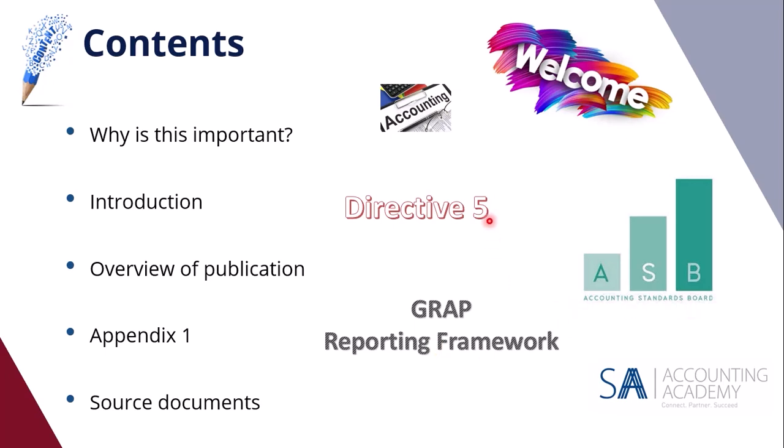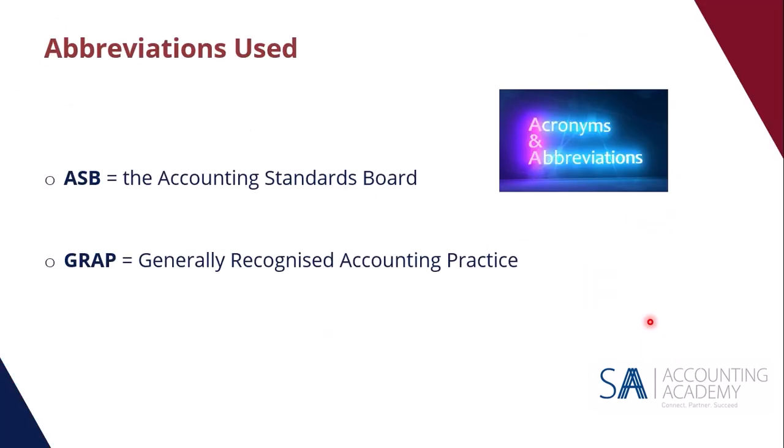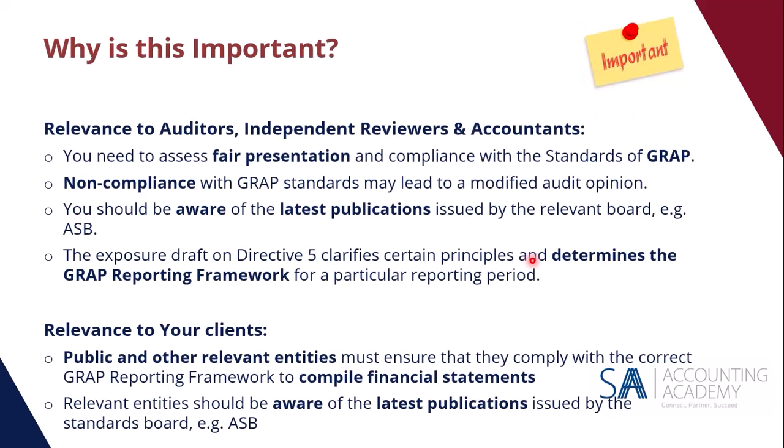And this Directive 5 is revised and issued annually by the ASB, which is the Accounting Standards Board. The abbreviation is very simple, it is only the ASB, like I've just said, and then GRAP, which is generally recognized accounting practice. GRAP is how you know that you are dealing with public entities. For normal profit companies, we've got IFRS and IFRS for SMEs, but GRAP is the reporting framework for public entities. So let's go and have a look at why this is important.